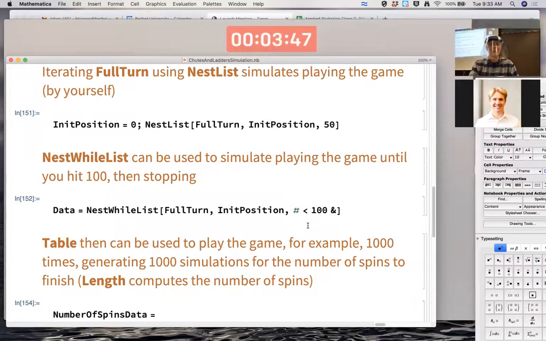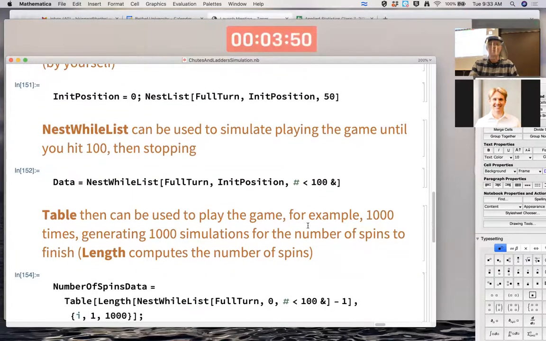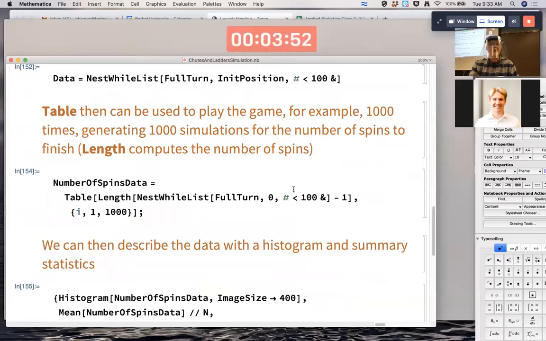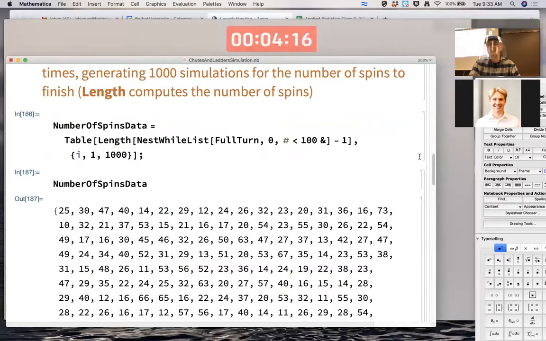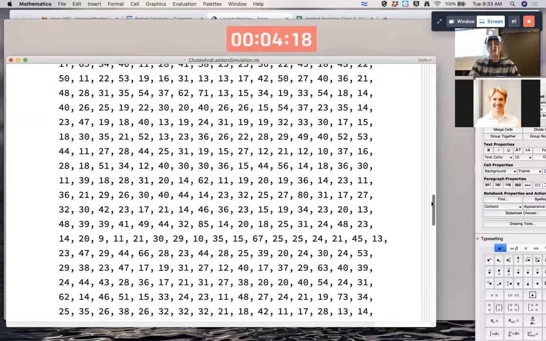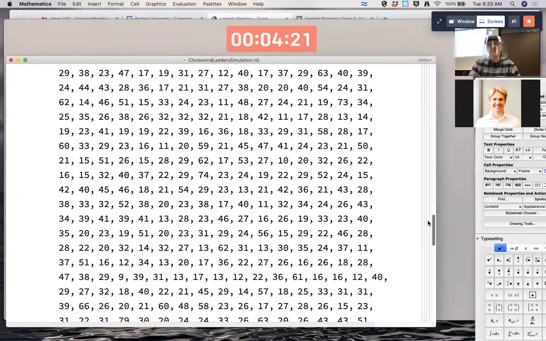And then we can generate data with NestList or NestWhileList. And if you use NestWhileList along with Table, you can generate, in this case, 1,000 simulations. The fact that I have 1,000 here means I'm doing 1,000 simulated games. I could make it 10,000 if I wanted to. And if I go ahead and enter the number of spins data, I see 1,000 numbers. That represents, again, 1,000 simulated games.